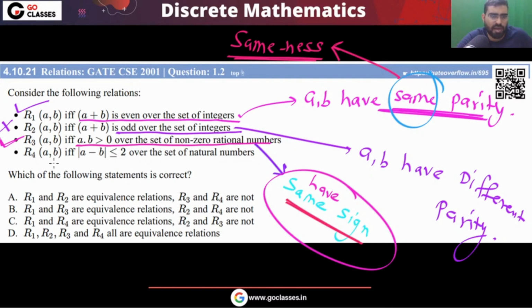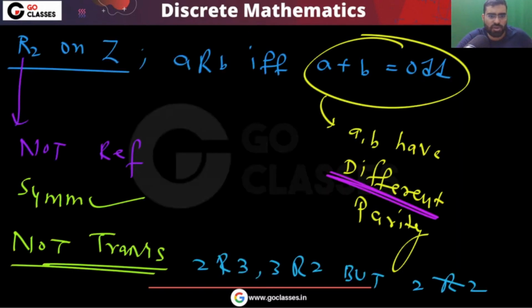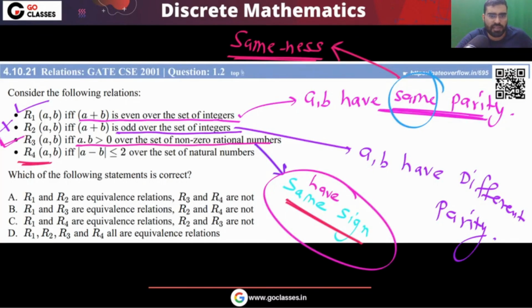What about this one? R4. The absolute value of A minus B is less than or equal to 2. This is reflexive. This is symmetric also, but this is not transitive. You can check this R4 is not transitive. Let's see what this R4 is saying.